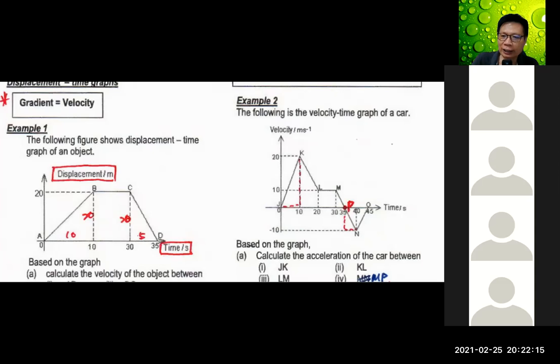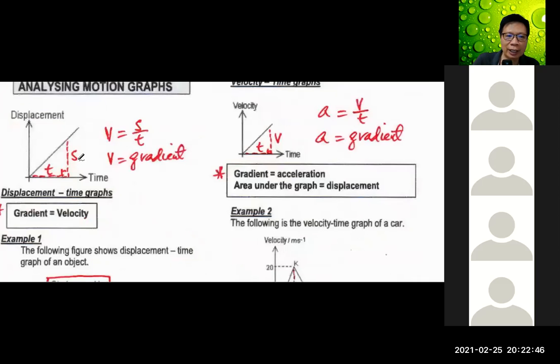Jiu, from the first graph, the displacement time graph, the gradient is what? Displacement time graph, the gradient is what? S over T. Yeah, the meaning of S over T is what actually? Velocity. So remember that for this graph, the gradient is velocity. This is very important, remember.